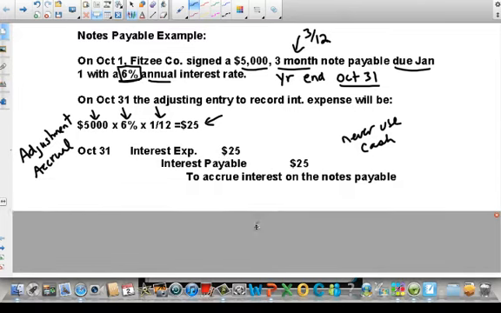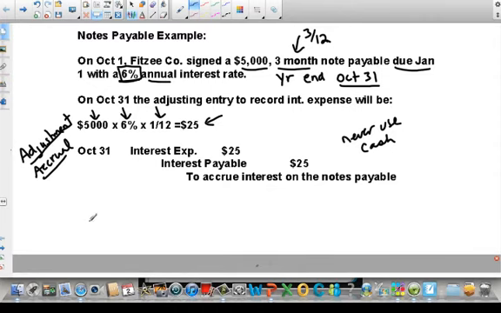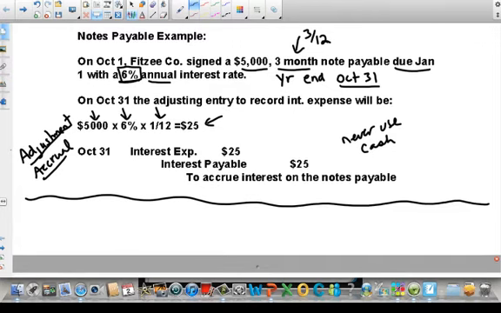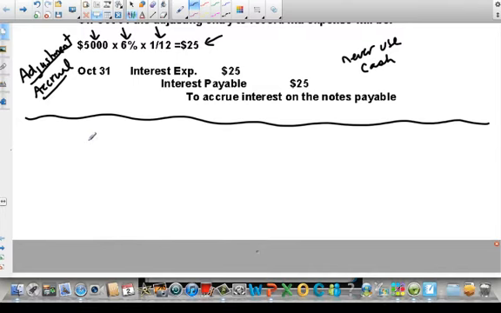Now I want to take a step back here first because I didn't show you. This is the adjustment, and this is what we're studying right now, adjustments. But with respect to notes, I want to be clear that there are a couple other journal entries that you're going to be responsible for knowing, and now is a good time to do it as well. So what is the journal entry on October 1st? So these are just journal entries.